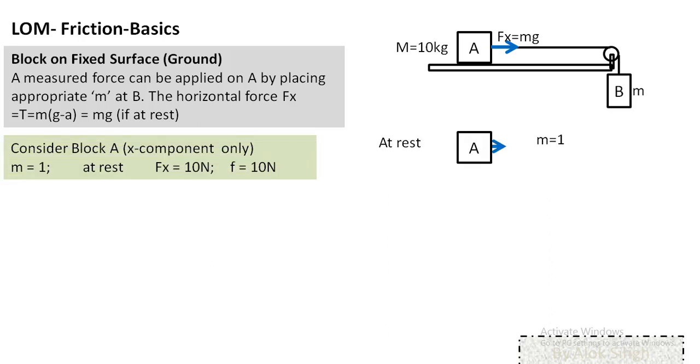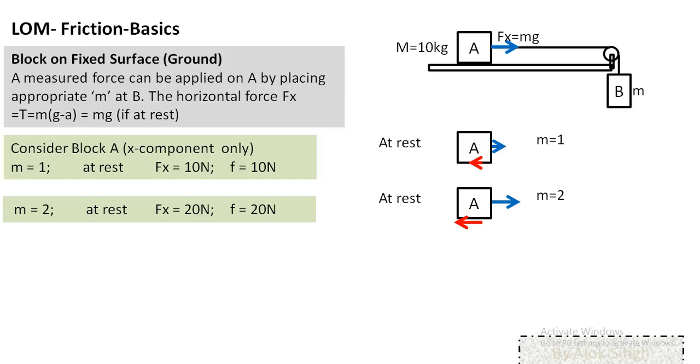So let's start. Let's assume that initially the mass of block B is equal to 1 kg, and we find that the block is at rest. Since the block is at rest, Fx, or the driving force, will be equal to M into G, which is 10 Newton. And given the block is at rest, the net force has to be 0, which implies the friction force also has to be equal to 10 Newton and in the opposite direction.